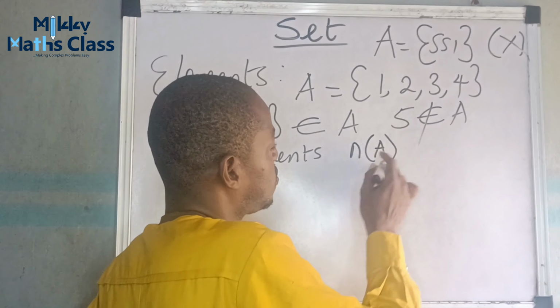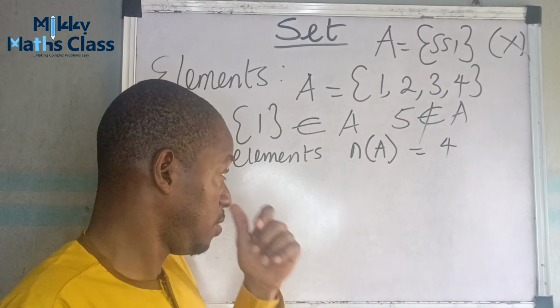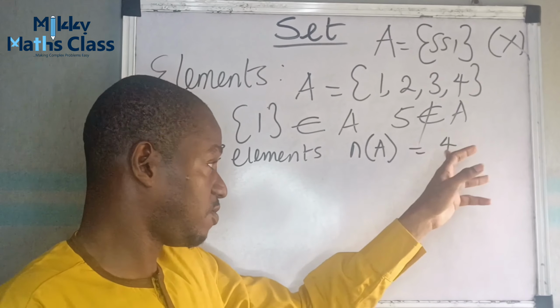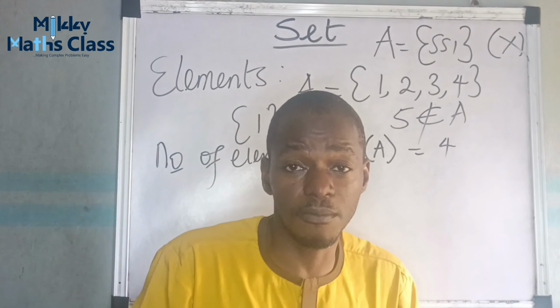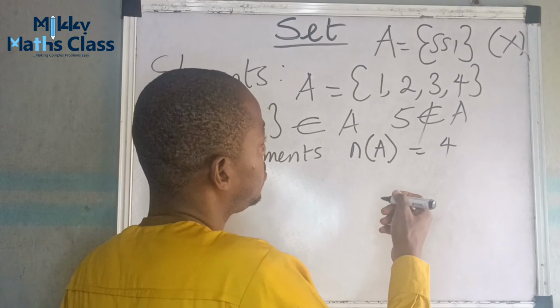Number of elements in set A is equal to 4. The number of elements in set A is also known as the cardinal number. So, for example, I can give you a question like this.